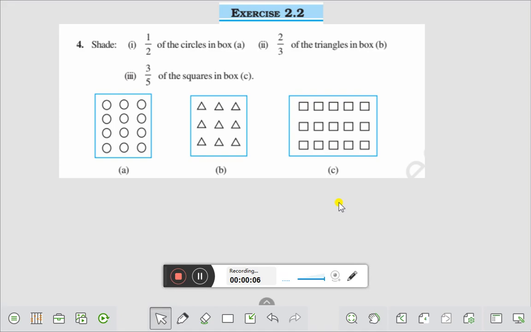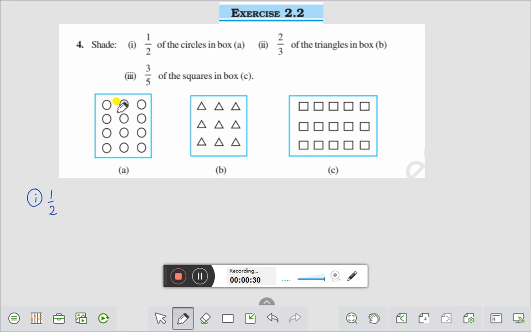Said question 1: 1 by 2 of the circles in box A, 2 by 3 of the triangles in box B, 3 by 5 of the squares in box C. Now question 1, that is 1 by 2 of the circles in box A.